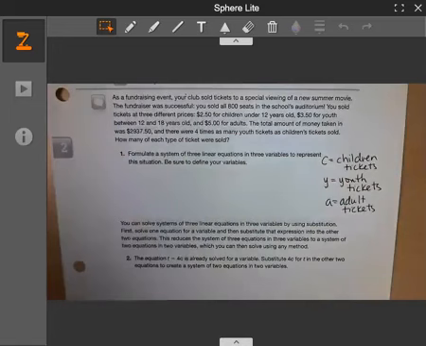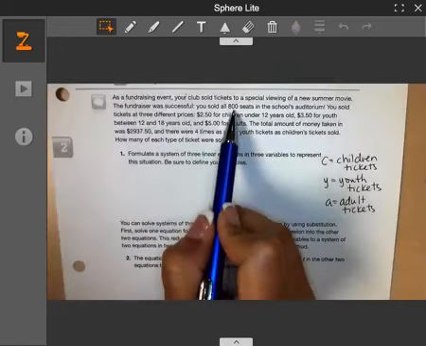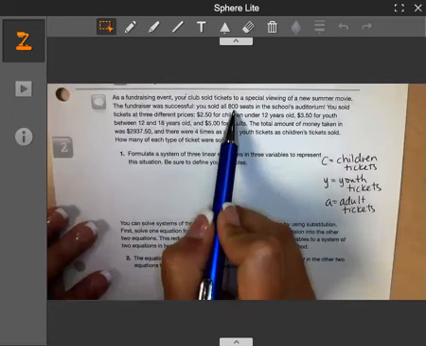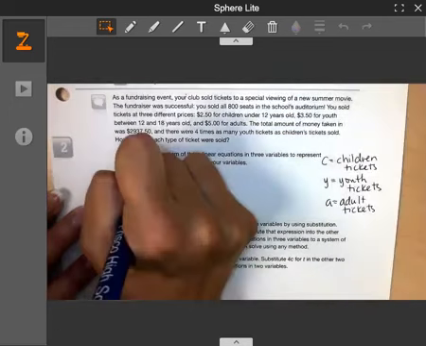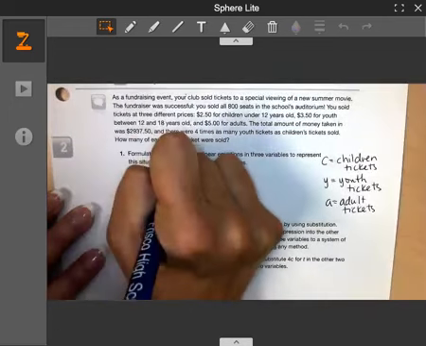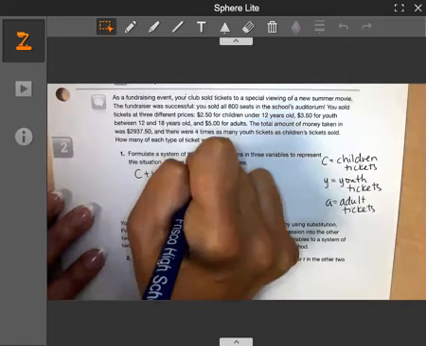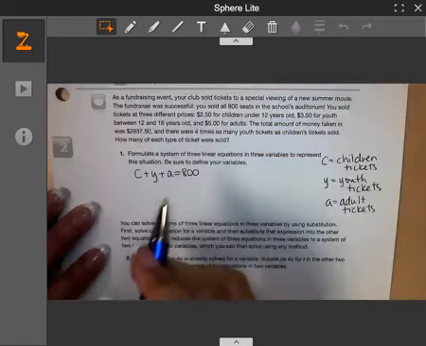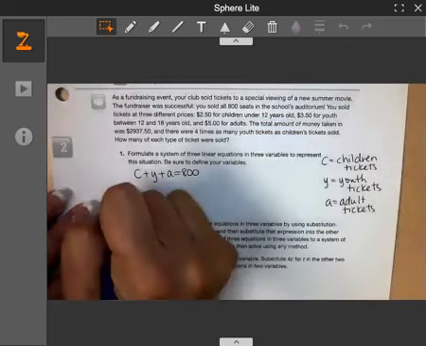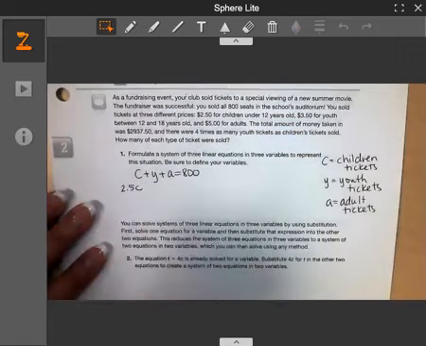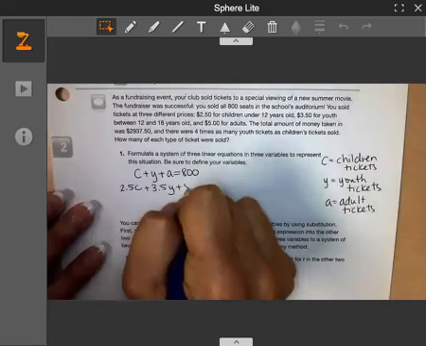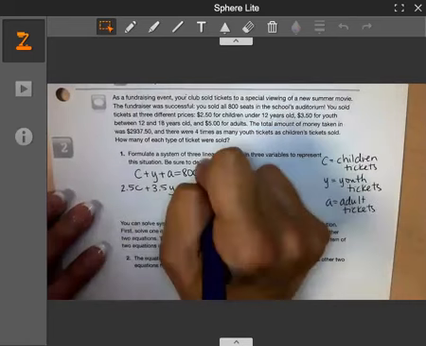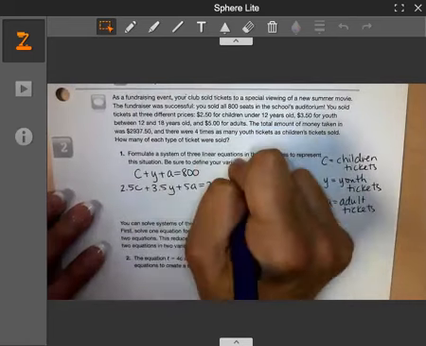The first one's going to come from right here where it said you sold all 800 seats in the school's auditorium. That means my children's tickets plus my youth tickets plus my adult tickets have to be equal to 800. The next one's going to come from the value. I'm going to multiply $2.50 times each child ticket plus $3.50 times each youth ticket plus $5 times each adult ticket to get a total of $2,937.50.